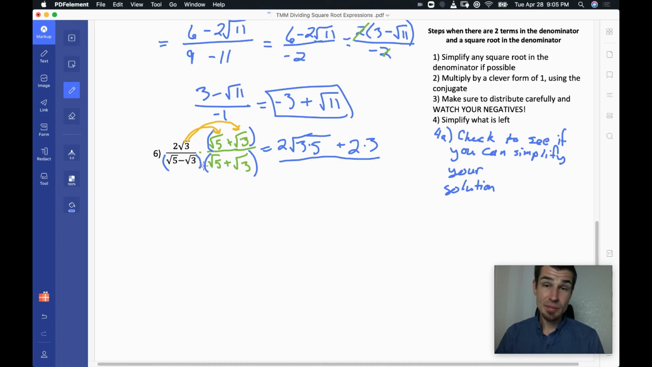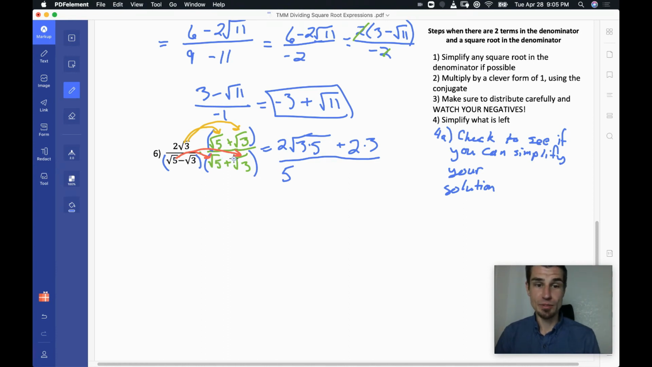And then our denominator, remember, we have to distribute. We have to distribute square root of 5 to this square root of 5 and this square root of 3. So square root of 5 times square root of 5 is just 5. The square root of 5 times itself is square root of 5 squared. Cancels the square root, right? We're just left with 5.